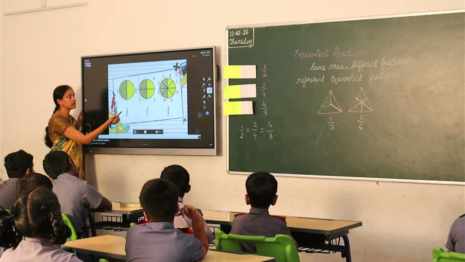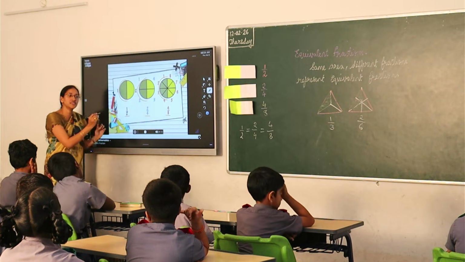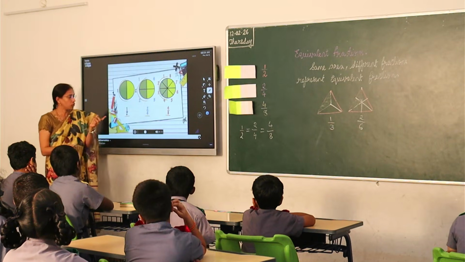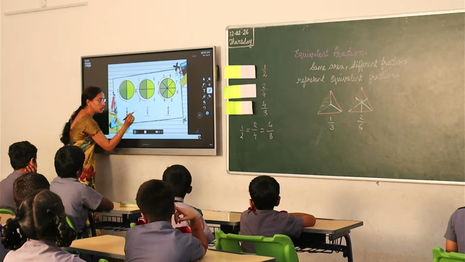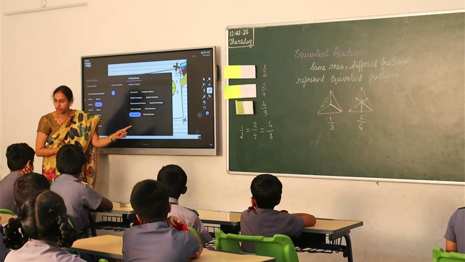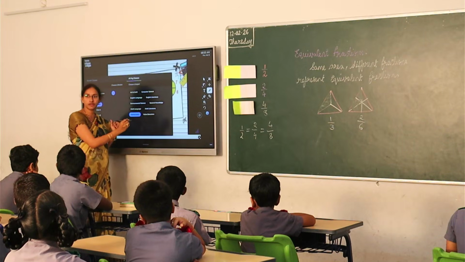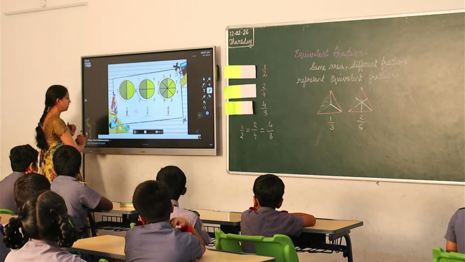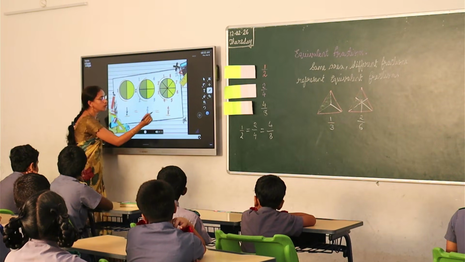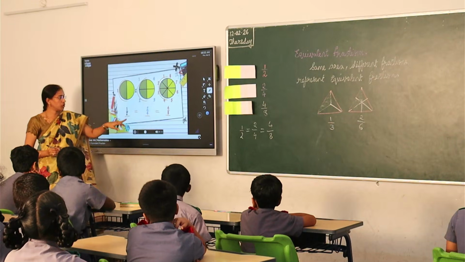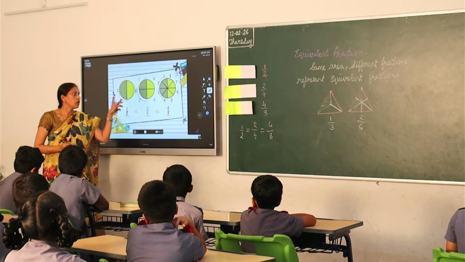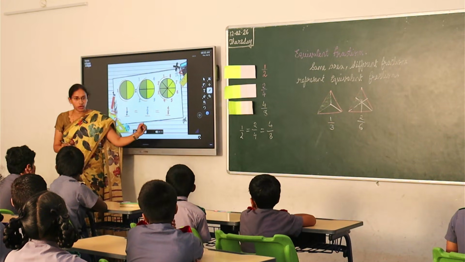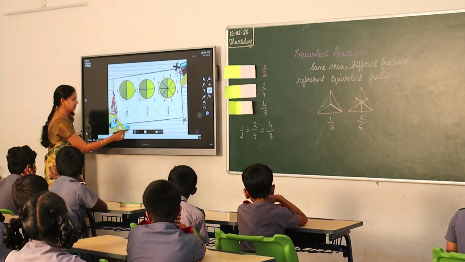So what do you understand here? The amount of pizza she ate on all the 3 days is equal. 1 by 2 is equal to 2 by 4, which is also equal to 4 by 8. So what do you understand here? 1 by 2, 2 by 4 and 4 by 8 are equivalent fractions.